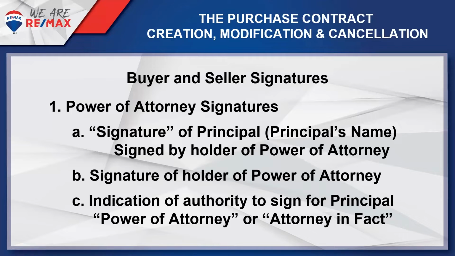Courts have actually invalidated documents where the power of attorney signed his name first and then signed the principal's, quote, signature. The power of attorney signed it, but he signed the principal's name to the document second. They invalidated that contract. Why? It wasn't in the proper order. So this is very critical.